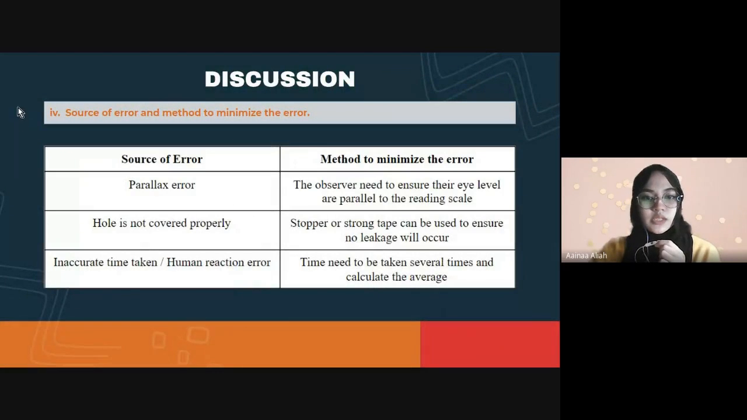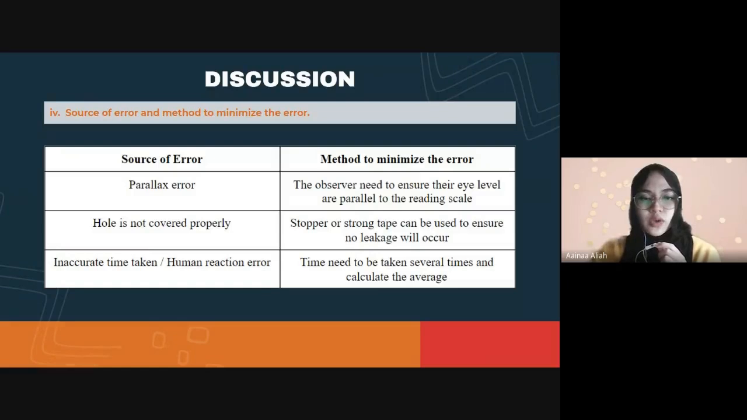Next, we move on to the last part of the discussion, which is to list out the sources of error and methods to minimize error. The first source of error is parallax error, and the method to minimize it is that the observer needs to ensure their eye level is parallel to the reading scale. The second is that the hole is not covered properly. A method to minimize this error is that a stopper or strong tape can be used to ensure no leakage occurs.